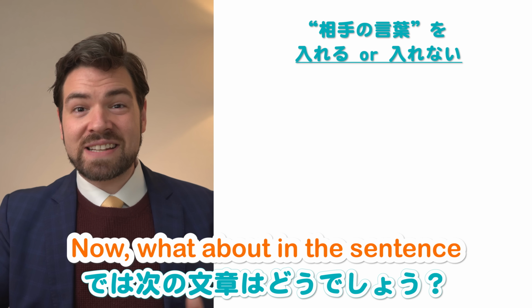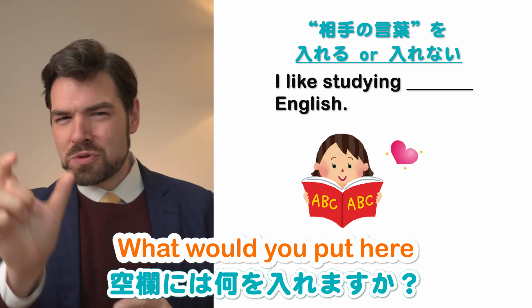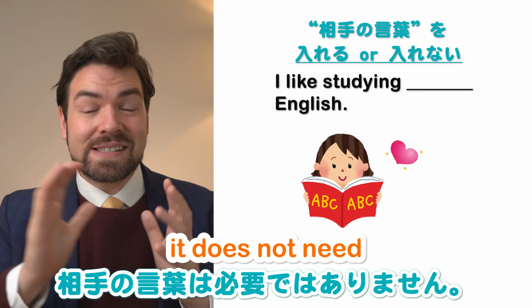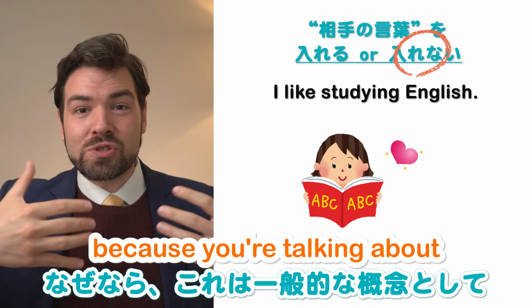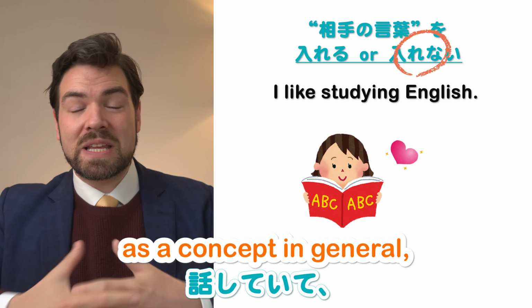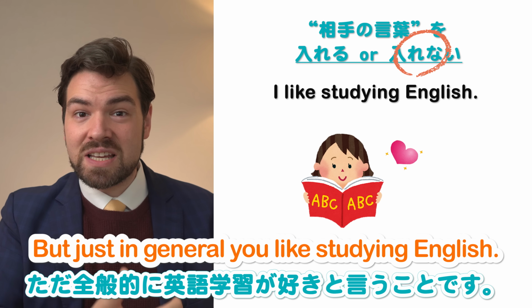Now, what about in the sentence, I like studying blank English? What would you put here? Or does it need an 相手の言葉? Well, in this case, it does not need an 相手の言葉 because you're talking about I like to study English as a concept in general, not a specific form of English, but just in general, you like studying English.